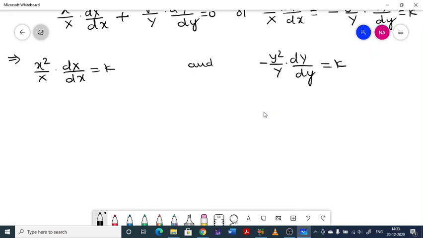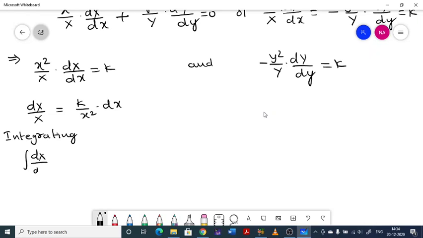From this, collecting capital X terms one side, small x terms on the other side, dX by X equal to k by x square into dx. Yes, integrating, I'll get integral dx by x equal to integral k by x square into dx plus constant c1.